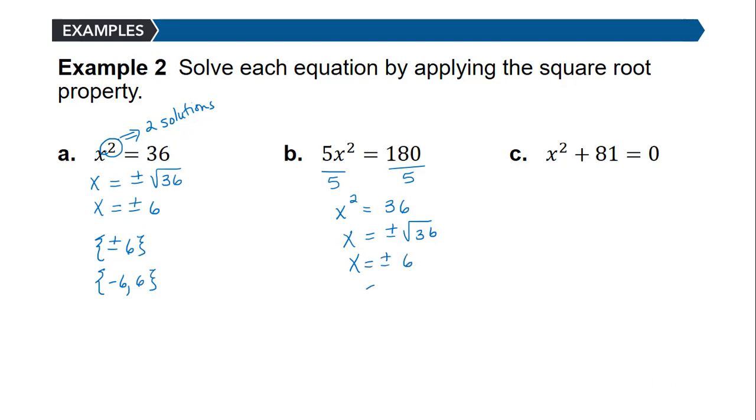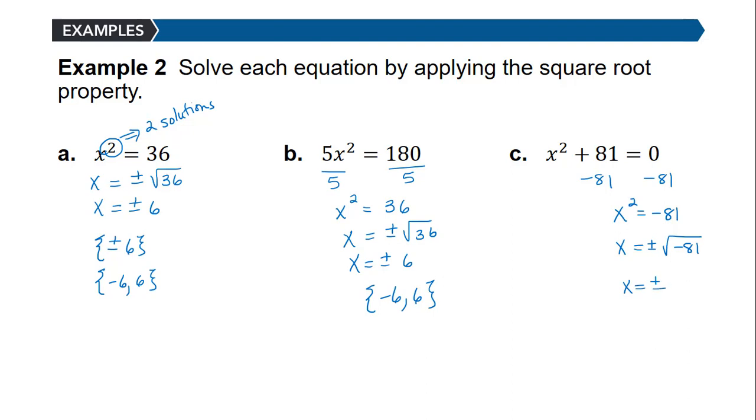And so the solution set is negative 6, comma 6. Part C is x squared plus 81 equals 0. This time I need to isolate x squared by subtracting 81 from each side. So we get x squared is equal to negative 81. Therefore, x is equal to plus or minus the square root of negative 81.